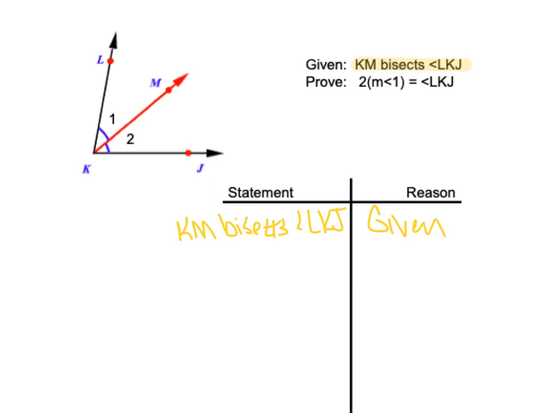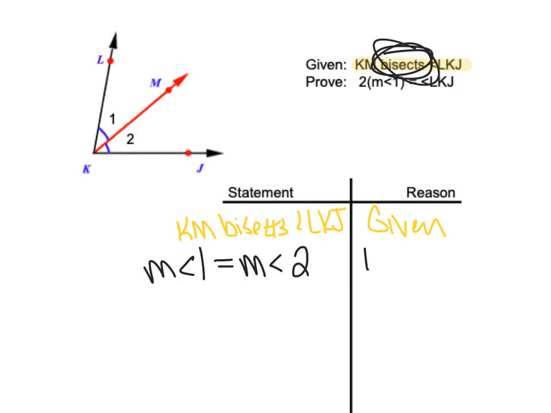But I should be thinking in my head, uh-oh, I see a vocabulary word, the word bisect. What does bisect mean? The definition is that it breaks the angle into two equal pieces. So if angle 1 and angle 2 are the angles created by that bisect, that means the measure of angle 1 equals the measure of angle 2. And that is just the definition of bisect.